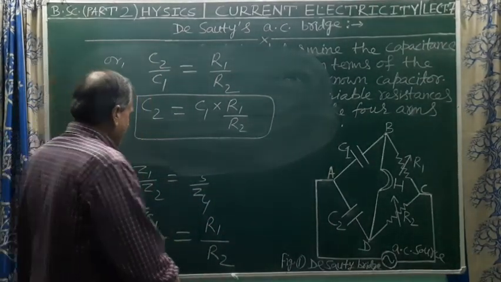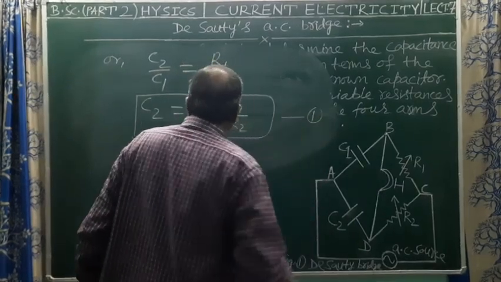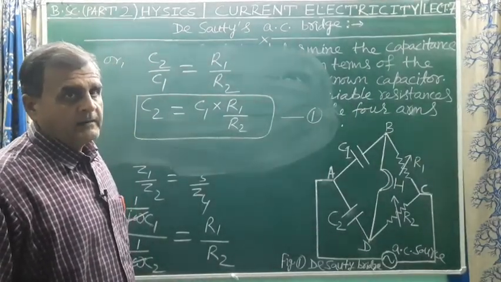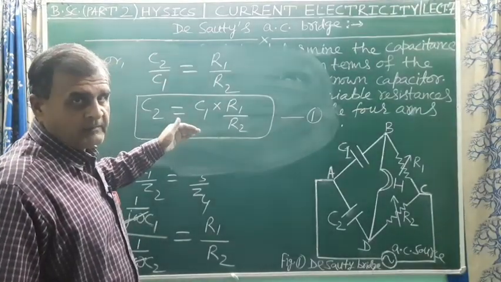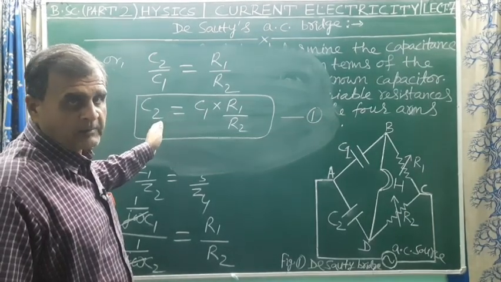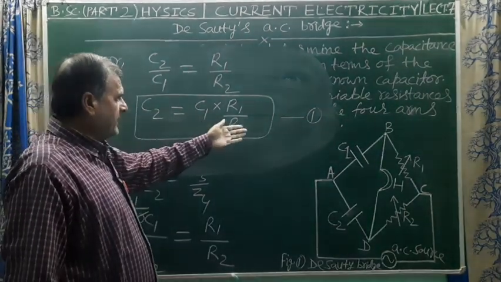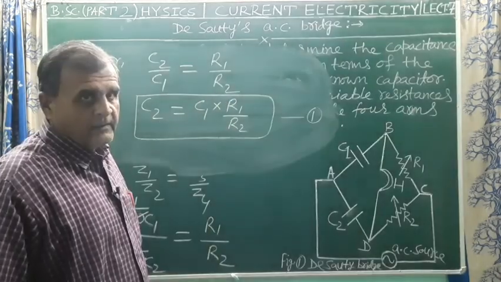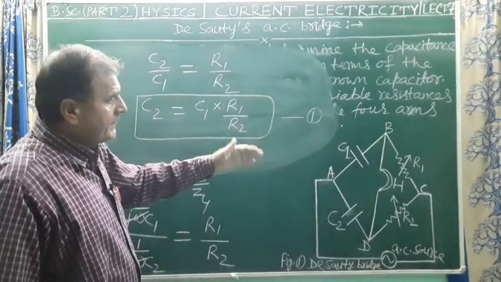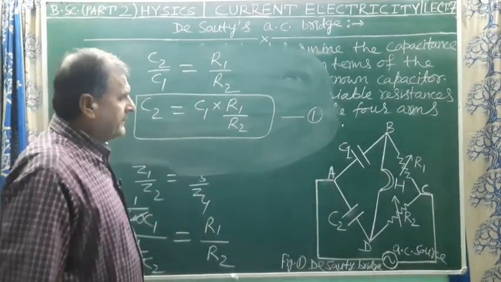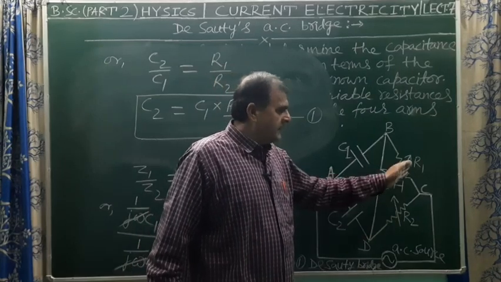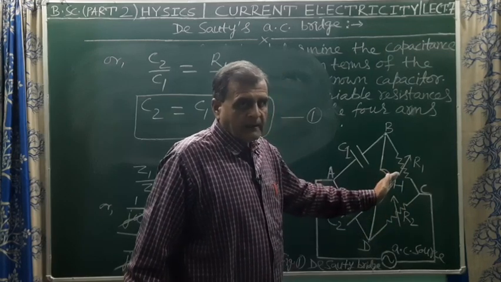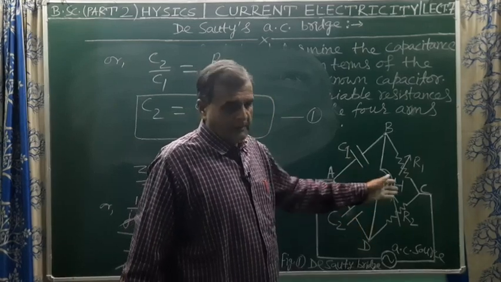So with the help of this equation, we can determine the capacitance of the unknown capacitor, that is C2, using this relation: C2 is equal to C1 multiplied by capital R1 upon R2, where capital R1 and R2 are two variable resistances connected in the two right arms, that is arms BC and CD, in the right part of the Sauty bridge or Wheatstone bridge.